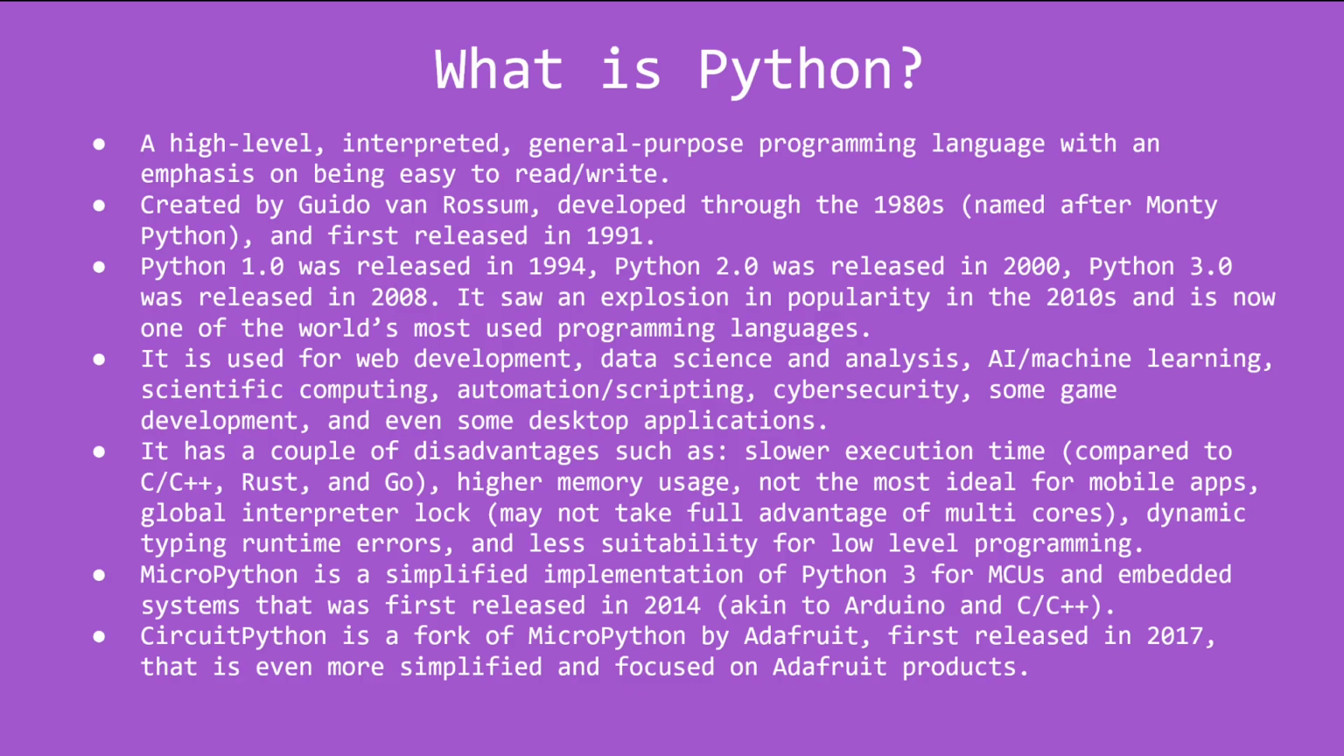Python 1.0 came out 3 years later in 1994. Python 2 came out in 2000. Python 3 was released in 2008, and it's still seeing expansions to this day. It saw a real explosion in popularity in the 2010s and is now one of the world's most used programming languages. It's used for a variety of things, including web development, data science and analysis, AI, machine learning, scientific computing, automation and scripting, even cybersecurity and some game development, as well as some desktop applications.